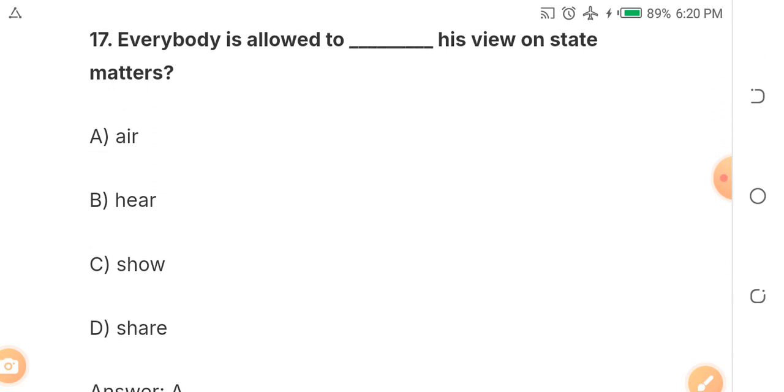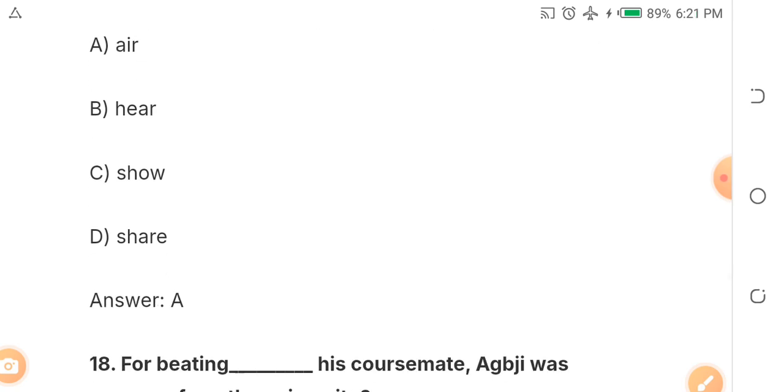So we are continuing to question 17. Everybody is allowed to dash his view on state matters. Somebody can say, allow me to dash my view. So we'll know the correct answer. A, to air his view. B, to hear his view. C, to show his view. D, to share his view. The answer is A, to air your view.